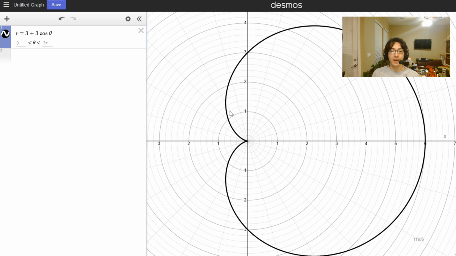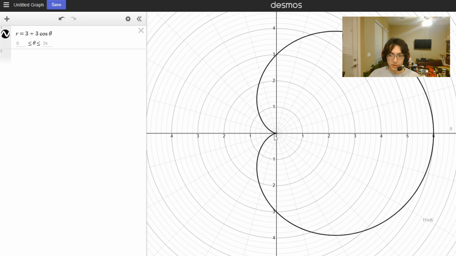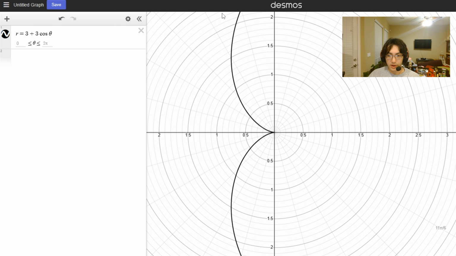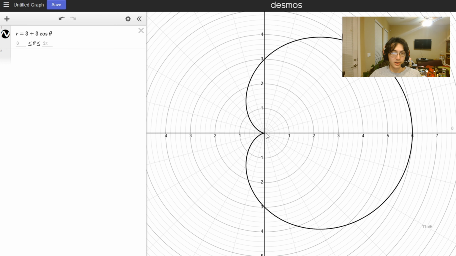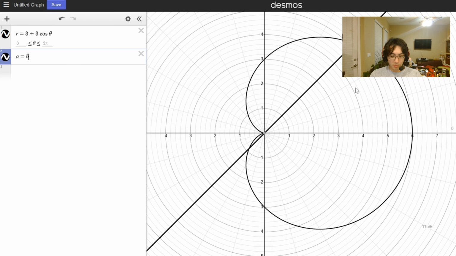Here we have our cardioid, and if you notice, at 0, 0, both sides of the graph converge. This is one of the key features of a cardioid: it will converge perfectly at 0, 0, and it looks like a heart. In our equation here, r equals 3 plus 3 cosine theta, we can see that a, our constant, and b, our coefficient, are the same. This is how you can recognize a cardioid. If a is equal to b, then it is a cardioid.